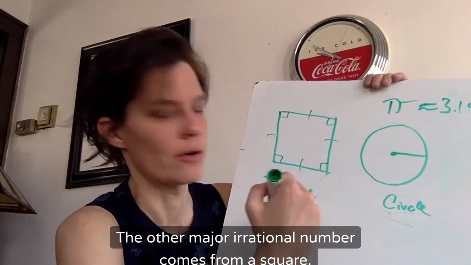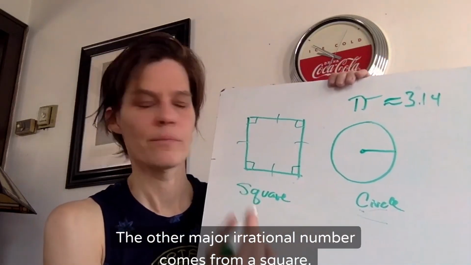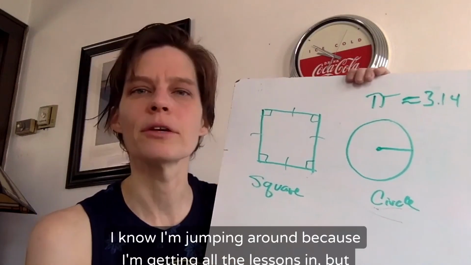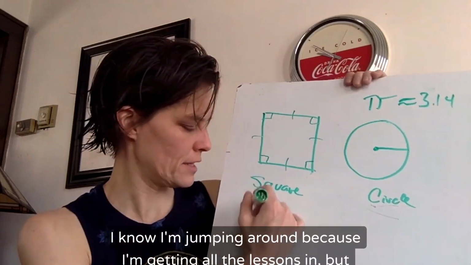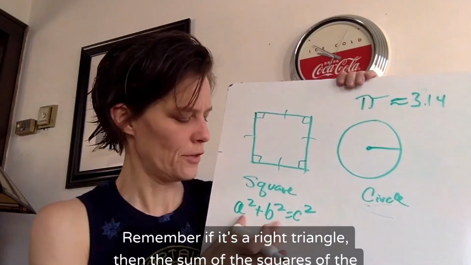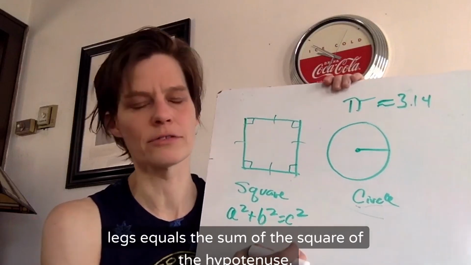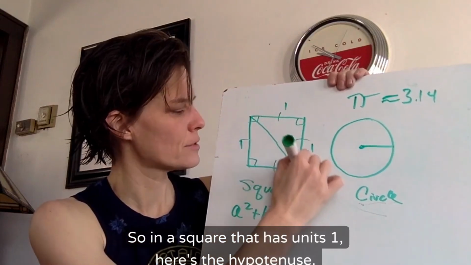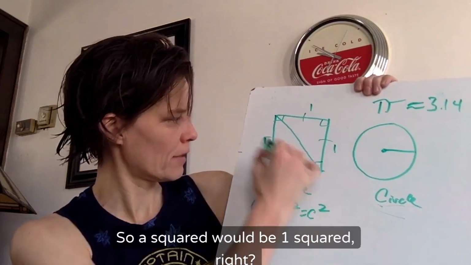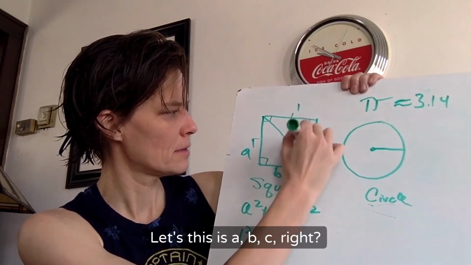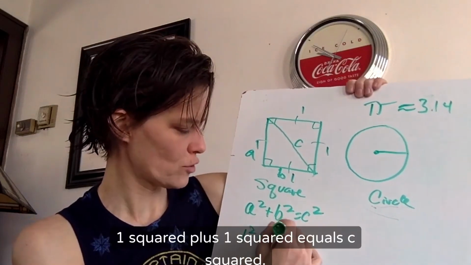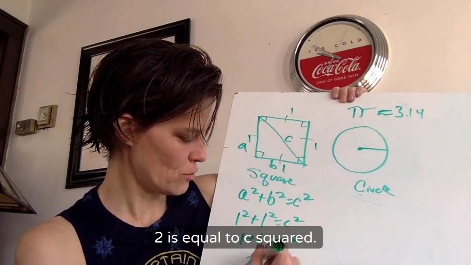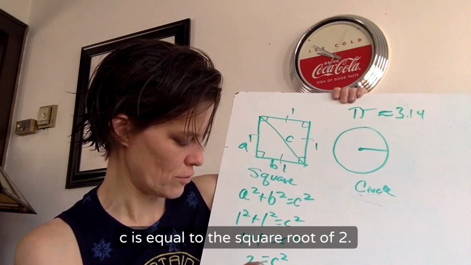The other major irrational number comes from a square. And we all know, because of the Pythagoreans, can you remember it yet? I know I'm jumping around because I'm getting all the lessons in, but these are awesome. Remember, if it's a right triangle, then the sum of the squares of the legs equals the square of the hypotenuse. So in a square that has units 1, here's the hypotenuse. Let's say this is a, b, c. 1 squared plus 1 squared equals c squared. So 1 plus 1 equals c squared. 2 is equal to c squared. C is equal to the square root of 2.